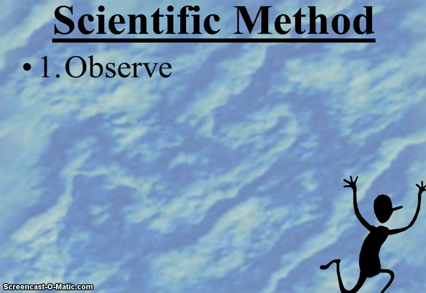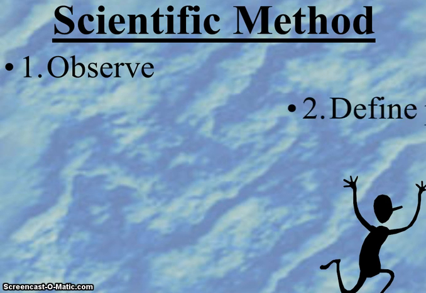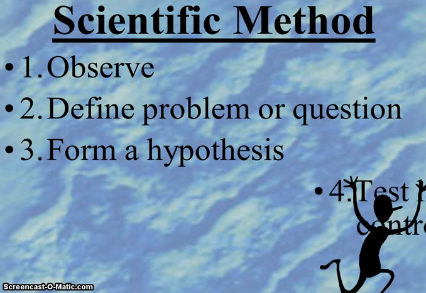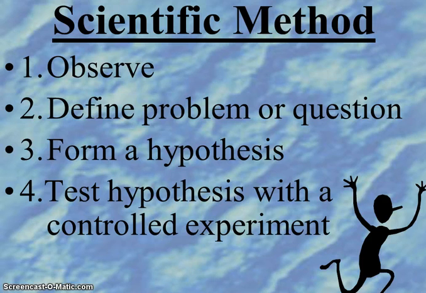So, the steps of the scientific method. First step is to observe. We're going to be observing something. Okay? The next step is to define a problem or a question. Okay? Next step is forming a hypothesis, again in the if-then format. Then you're going to test your hypothesis with a controlled experiment.